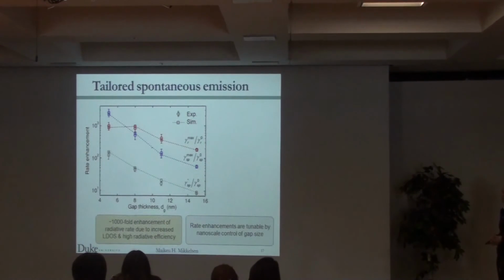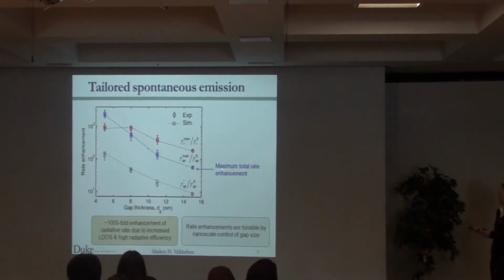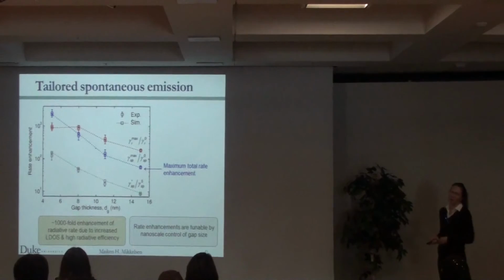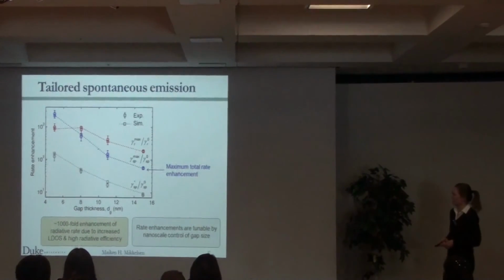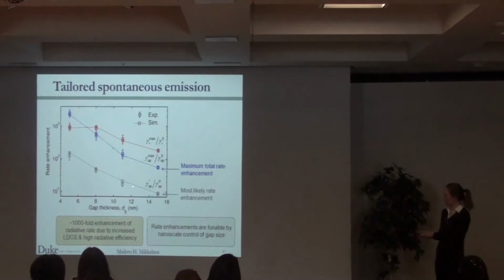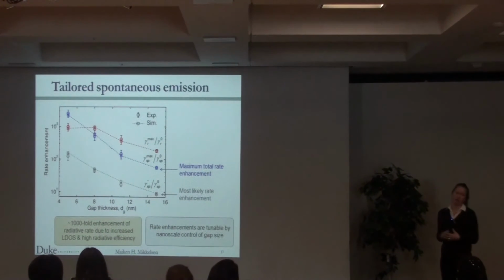So then we can put all this data together as a function of gap thickness. We can look at the maximum total rate enhancement, so that's all the fastest tails. Here we can see this keeps going up as we have smaller gap sizes, reaching a maximum of about 2,000 at a gap of 5 nanometers. The most likely rate enhancement follows the same trend, but just at a lower value, which is mainly due to these molecules' dipole orientations not being ideal.